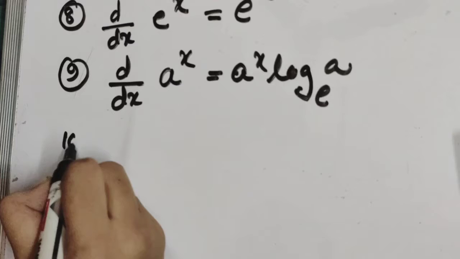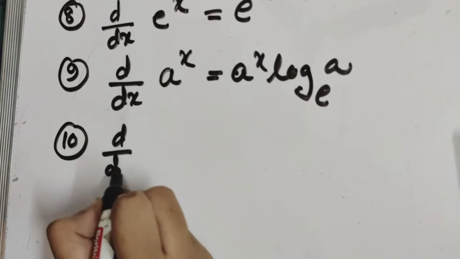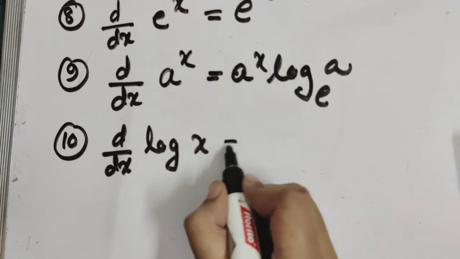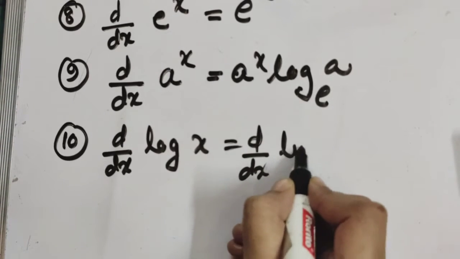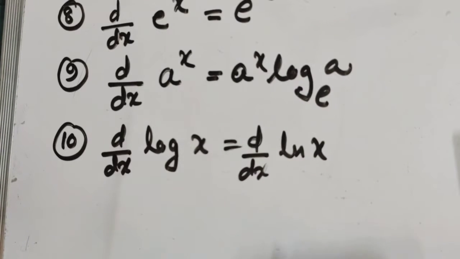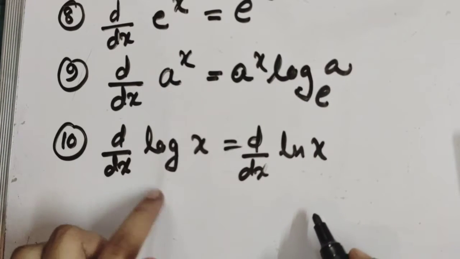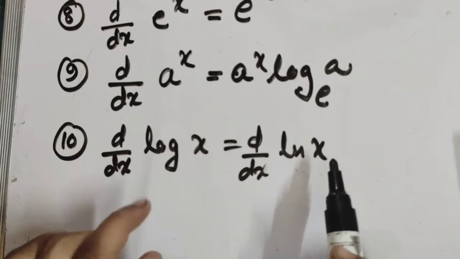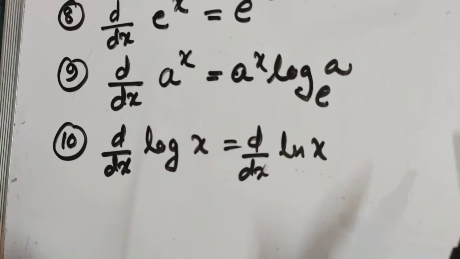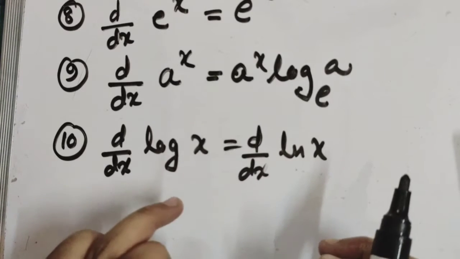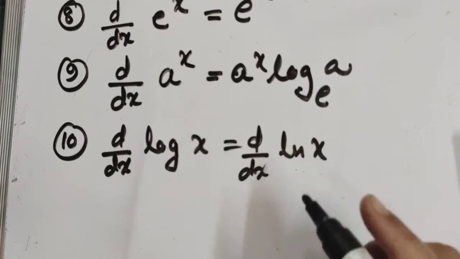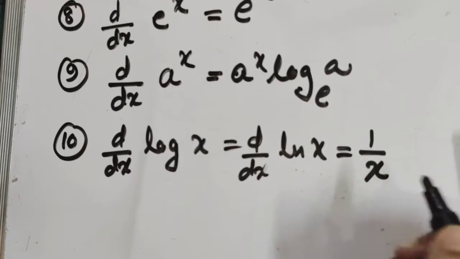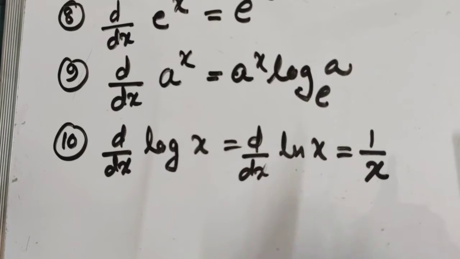Now the tenth rule is d/dx of log x, the most important formula, that is d/dx of ln x. You may ask, what is the difference between log x and ln x? ln x means log base e, with ln equal to 2.303 times log base 10. The formula is 1 by x. This is the most important formula.